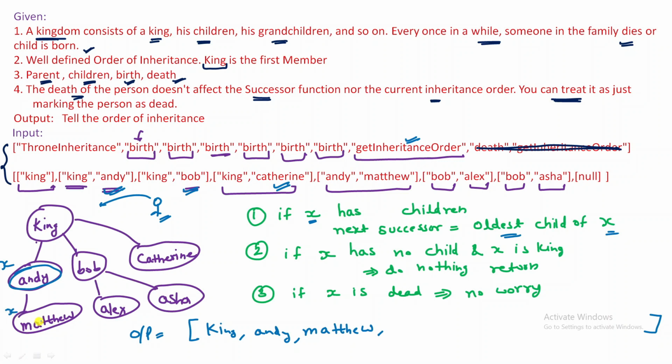Now this is the X. Now this person has no children, right? So this rule will be applied: if X has no child and X is the king. This Matthew has no child and this person is king also.